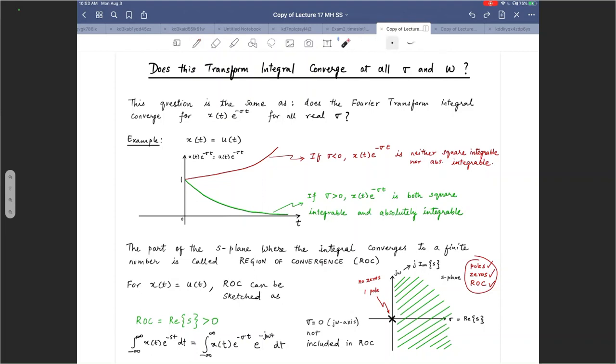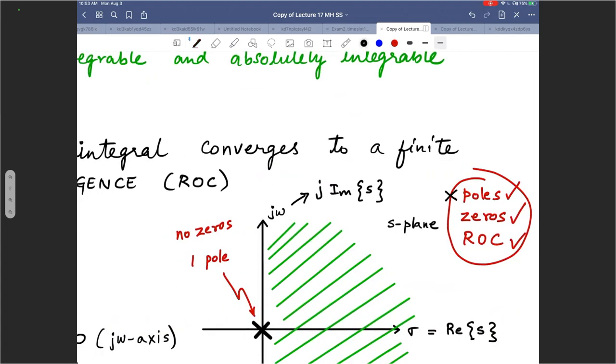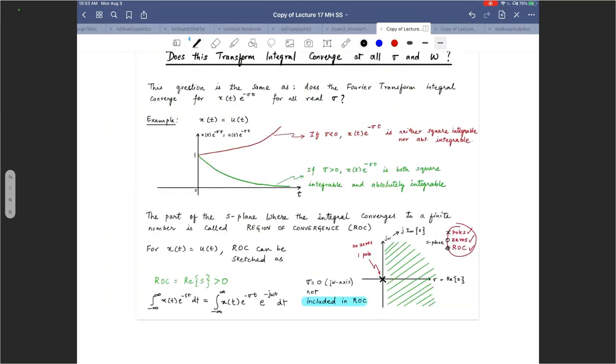Now, a pole is the point in the S-plane at which the integral actually goes to infinity. So that's not included in the ROC. That's a very important point. Poles are never included in the ROC. Zeros may be included in the region of convergence, but poles are never included in the ROC. Poles are indicated by X, zeros are indicated by 0, and the region of convergence is essentially indicated by shading, like we shaded in green.